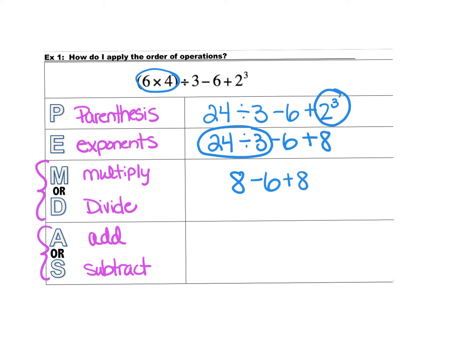Now I need to simplify the add and subtract. And notice that the subtract comes before the add, and that's okay. You just need to now do this from left to right. So I'm going to take 8 minus 6, and I'll get 2, and then I have plus 8, and then we'll do our final step, and 2 plus 8 then is equal to 10.